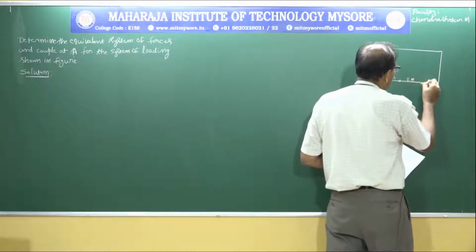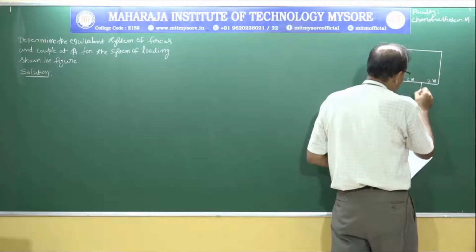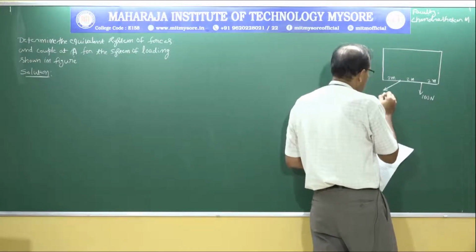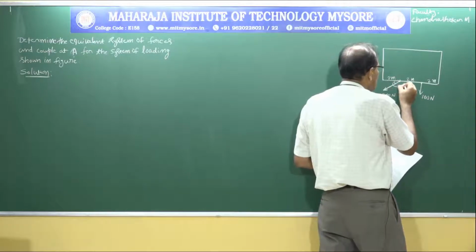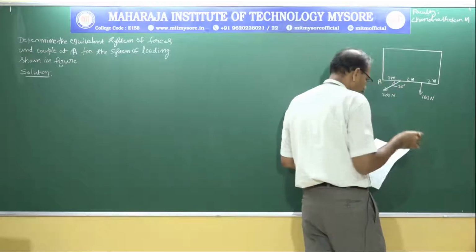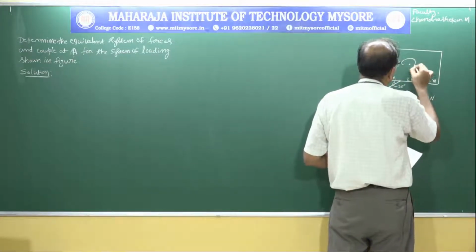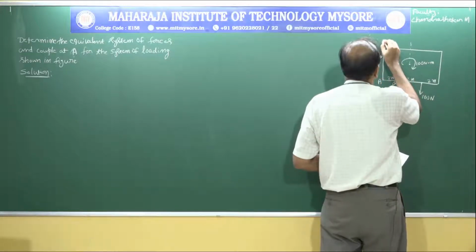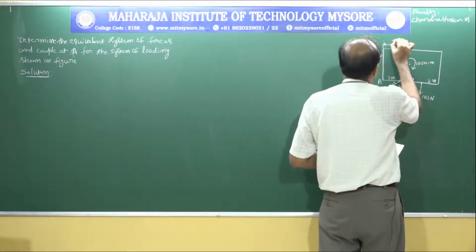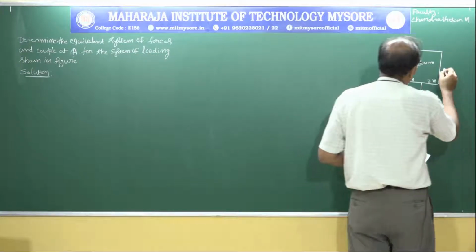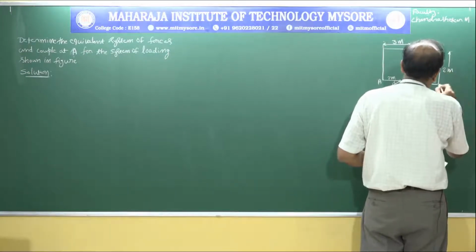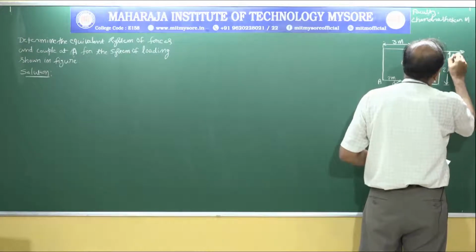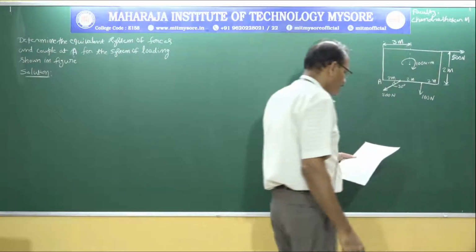This is 2 meter, 100 Newton. This is 200 Newton. This is 30 degree. A. Hundred Newton meter. This is 3 meter. The height is 500 Newton. This is 500 Newton.